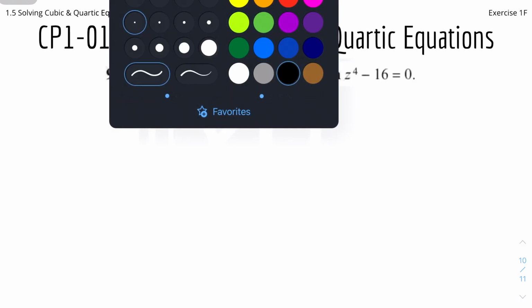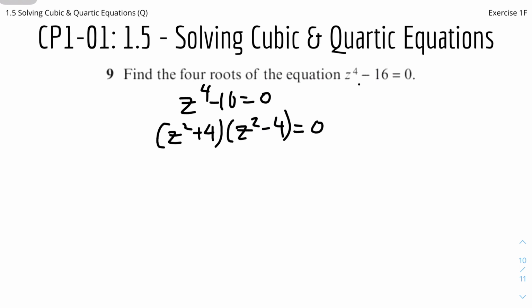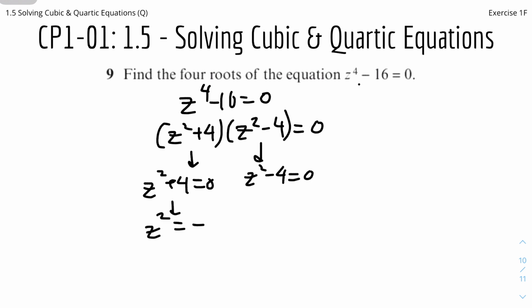And then here's question 9. Find the 4 roots of the equation z to the power 4 minus 16 equals 0. So it's basically a difference of 2 squares. So z to the power 4 minus 16 equals 0. We know that this can be simplified into z squared plus 4 and z squared minus 4 equals 0. Therefore, we can equate some terms. We know that z squared plus 4 equals 0 and z squared minus 4 equals 0. Therefore, z squared equals minus 4 and z squared equals 4.